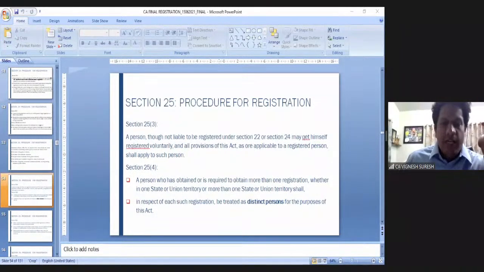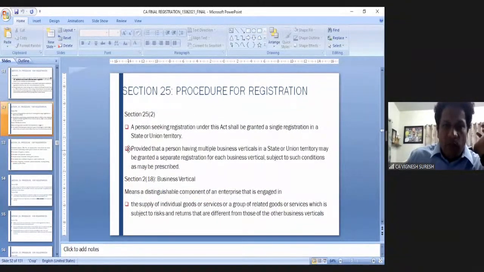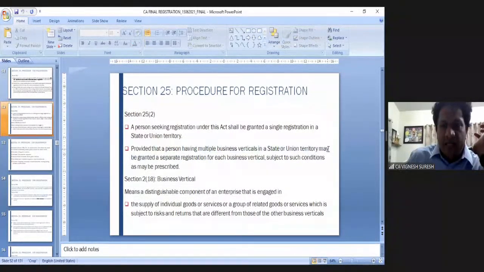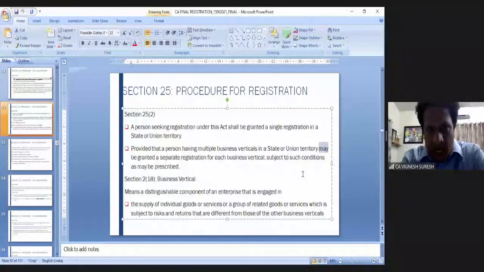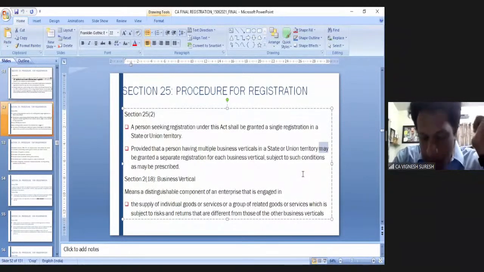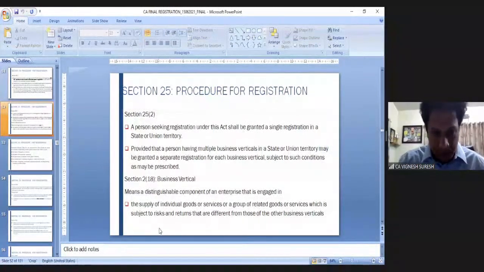Why do I say it is not mandatory? If we look at this particular section, what does it say? It says, provided a person having multiple businesses may be granted a separate registration. The word may is important here. Here the word may is used. That means it is totally at the choice of the respective businessman to get a separate registration for each business vertical. So it is not compulsory. An option is given to the respective taxpayer, right? So let's go back for any more questions.